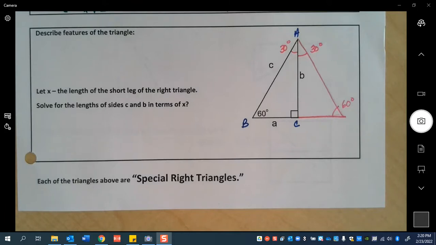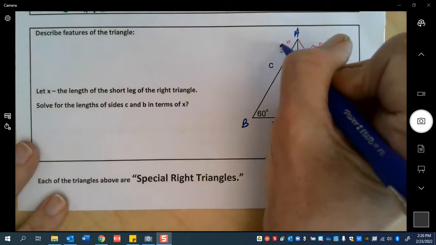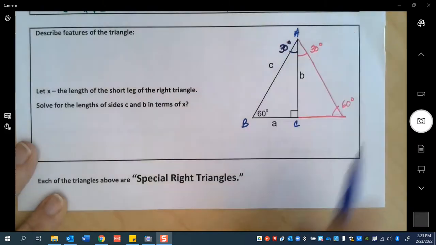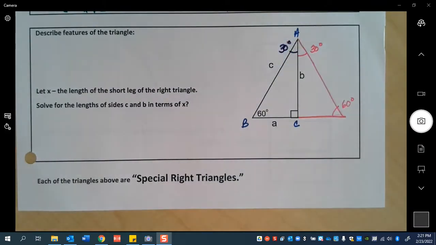But the relationships that we get between the sides are a part of what we already know is true when we look at it as half of an equilateral triangle. So with your group mates, go ahead and give me 4 features of this triangle. Mark it set, talk.